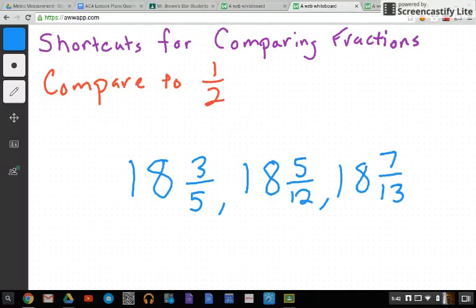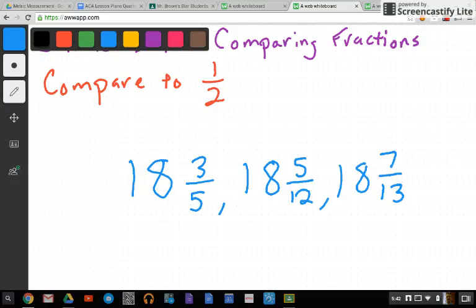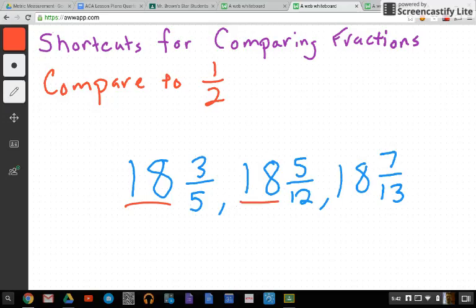Okay, so next trick. If you're comparing fractions or mixed numbers, see, these are mixed numbers. Again, we'll see with mixed numbers, all I'm doing is the 18s don't make a difference in this case. They're just all whole numbers. So now I'm basically down to comparing fractions. We're going to compare them to 1/2.